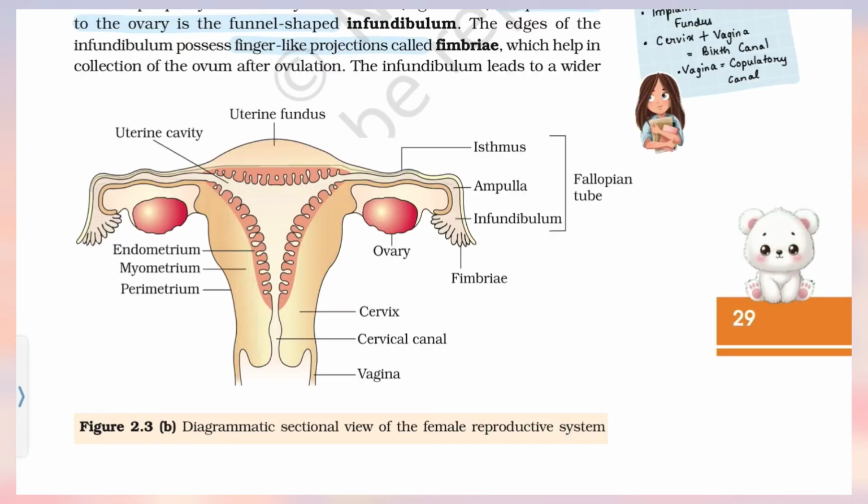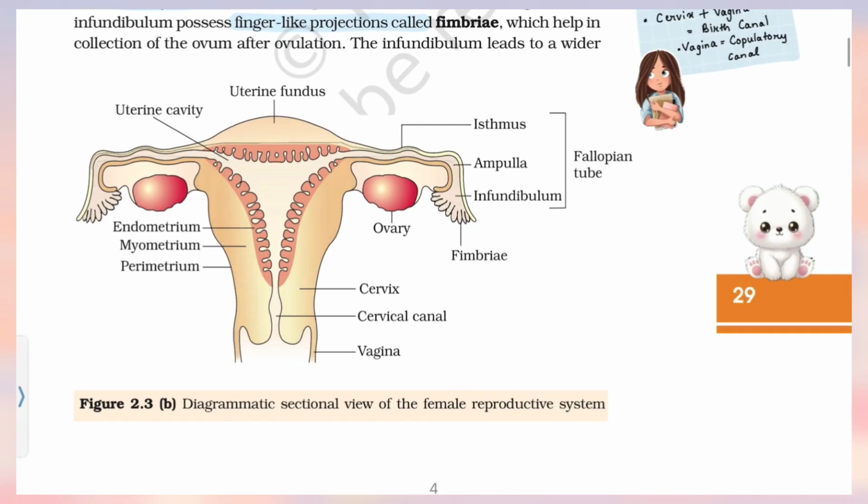So the next is the frontal view of the female reproductive system, showing the uterus, oviducts, and the ovaries. These oval structures on both sides are the ovaries. Ovaries are the primary female reproductive organs. They produce female gametes, ova, and also secrete the hormones estrogen and progesterone.